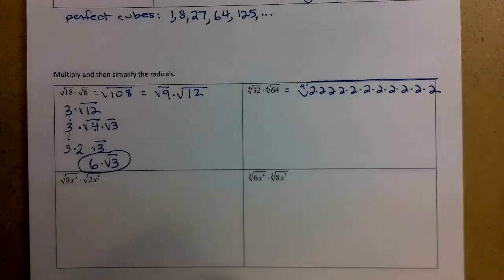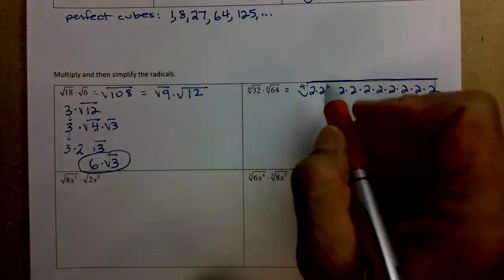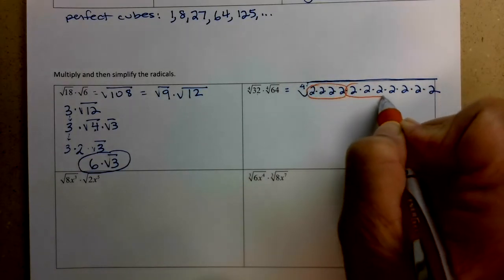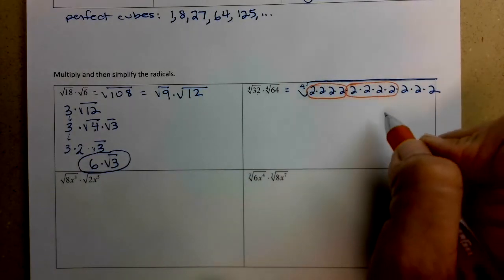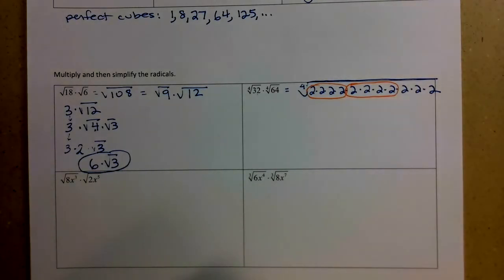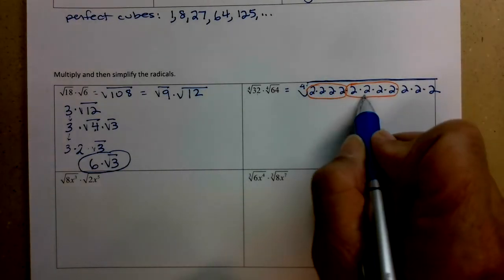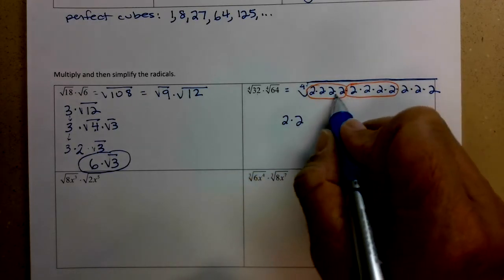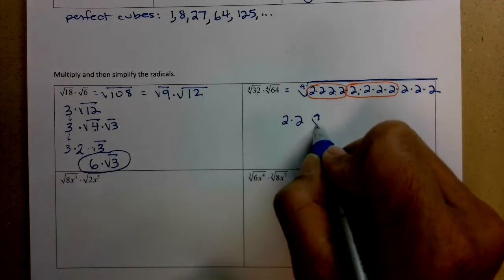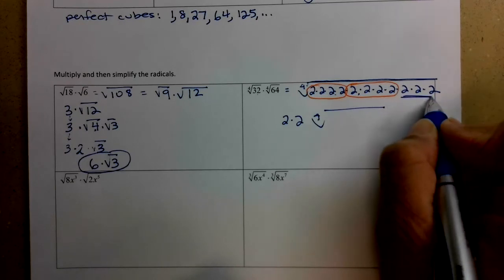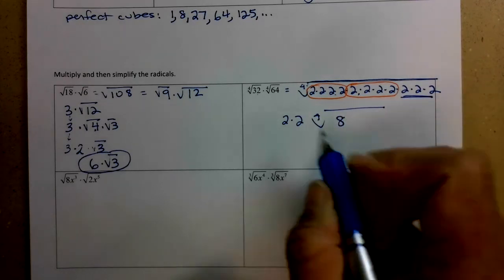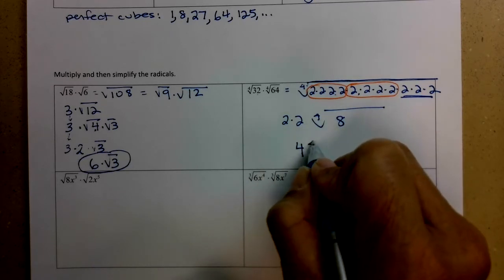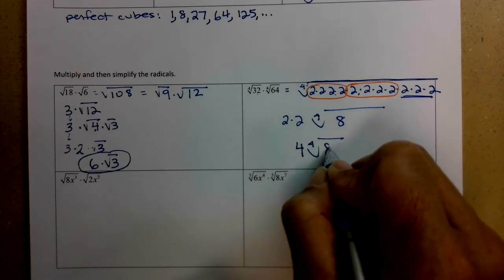So I need groups of 4 to come out. So let's see, there's 1, 2. 2 groups of 4. So those are my perfect fourths, right? So I'm going to get 2 times 2 coming out for these 2 groups. And then left over are these 3 2s. So that would be an 8. So altogether, that would be 4 times the 4th root of 8.